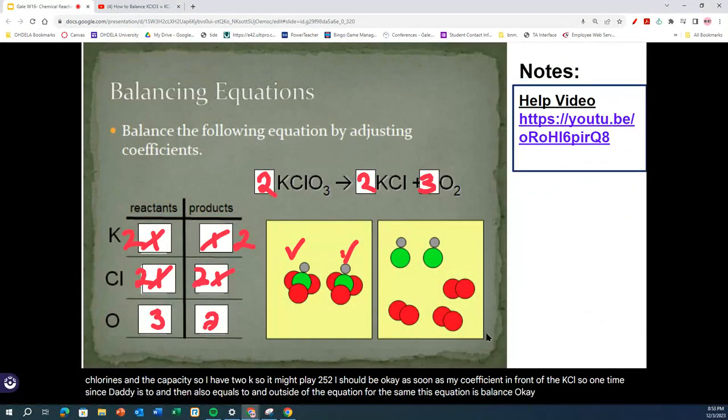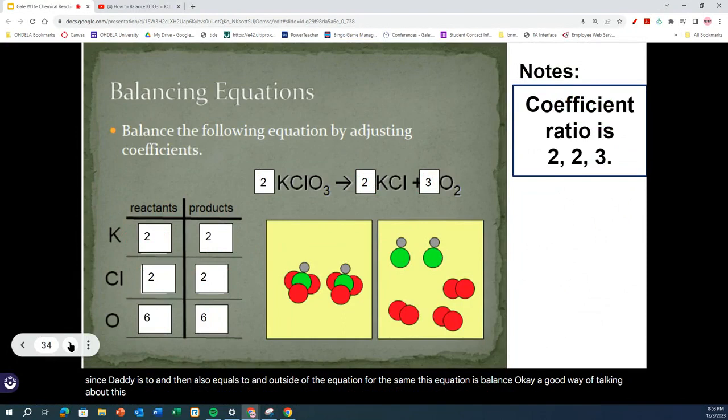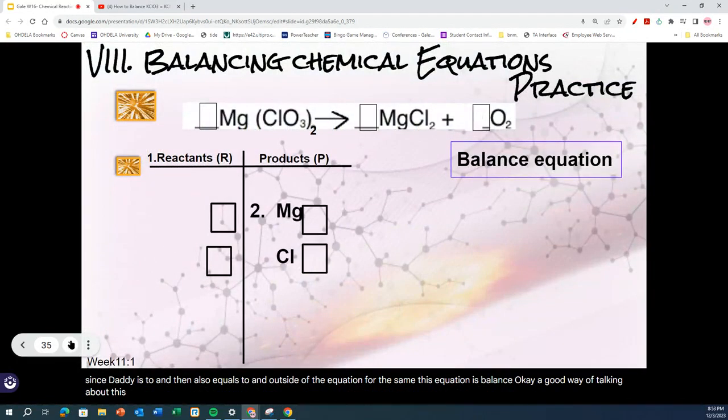Okay, good way of talking about this. All right, so let's go ahead and balance some more equations.